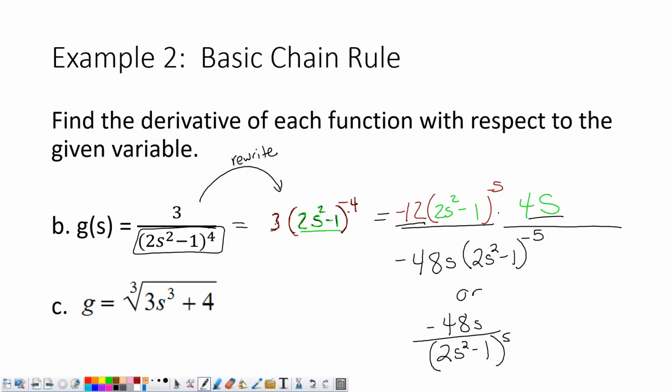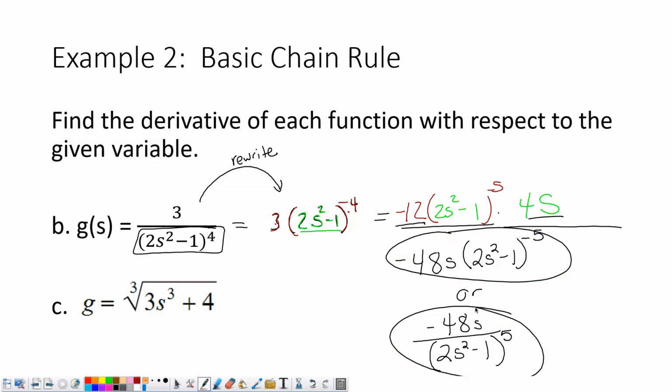Either one of those are acceptable answers. I don't like how this 5 looks like an S so much, so I'm going to rewrite it. And even that's not a very good 5. Oh well. One more time. Good 5. All right, so there we go. This is an acceptable answer, but it's possible they'll write it like that, just so you know.